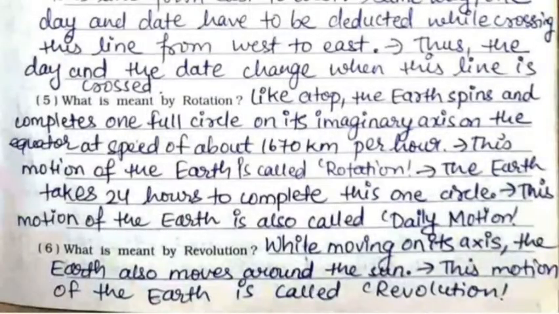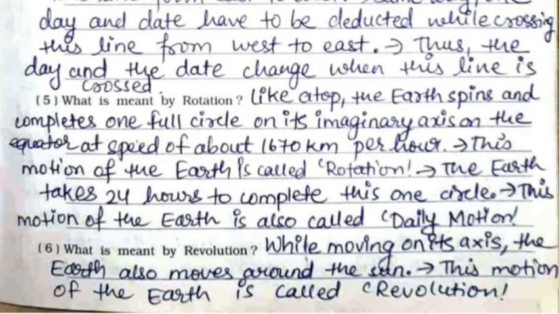Fifth one, what is meant by rotation? Like a top, the earth spins and completes one full circle on its imaginary axis, on the equator at a speed of about 1670 km per hour. This motion of the earth is called rotation. The earth takes 24 hours to complete this one circle.